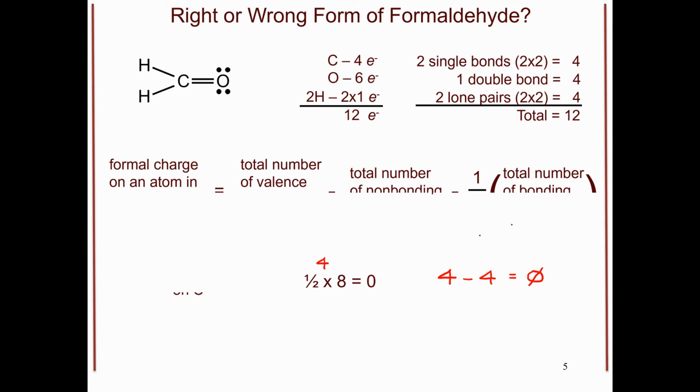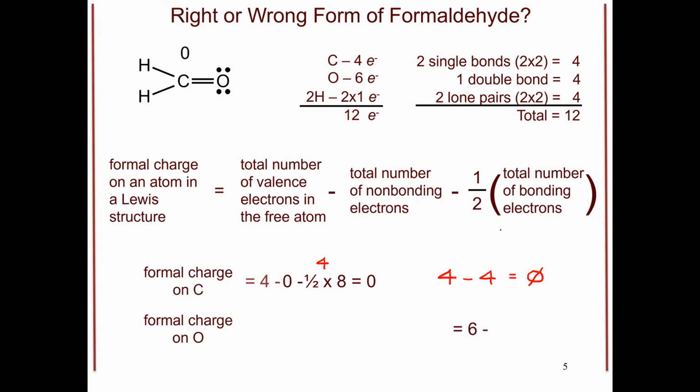So now let us go and look at our oxygen. Our oxygen brought in 6, which is the same from the last example. Now, notice that we are going to have 4 valence electrons that are our lone pairs, 2 pairs with 2 electrons means 4 free electrons. But then also notice that we are going to have 2 bonds.